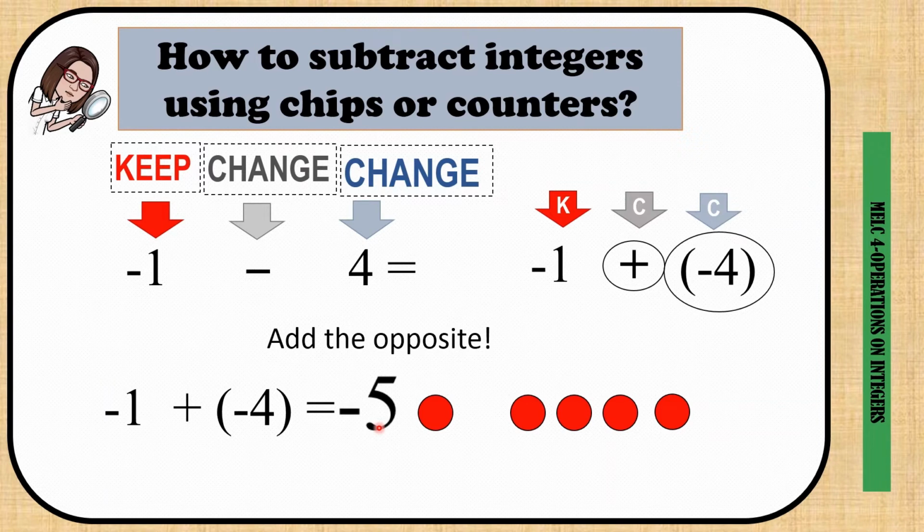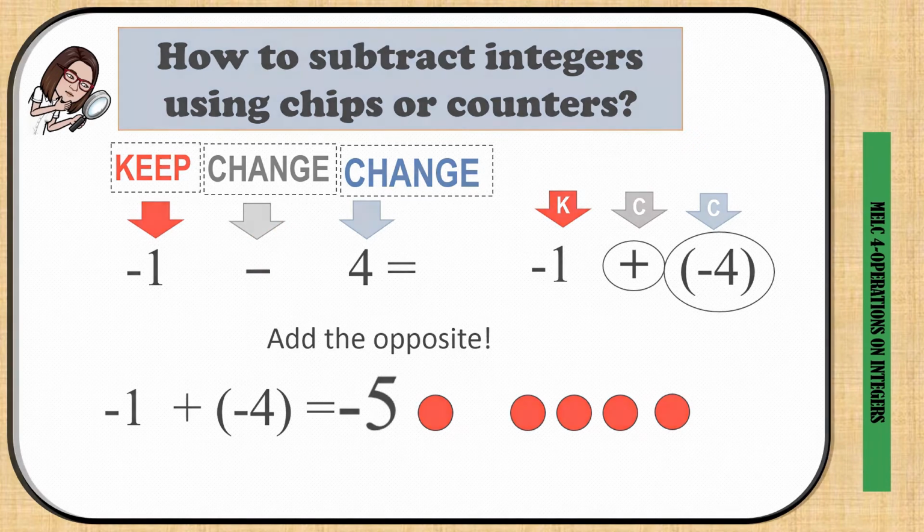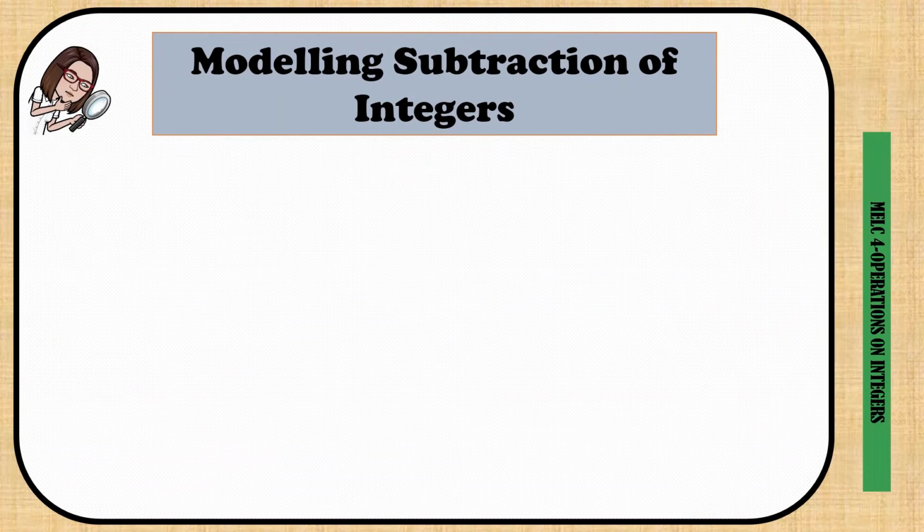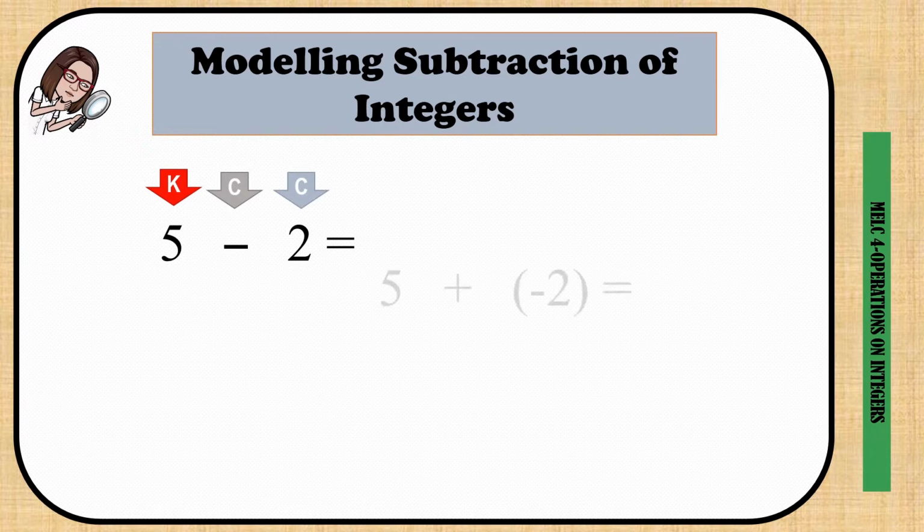I hope you can understand what I am discussing with you. Just remember this: keep, change, change. We will continue modeling subtraction of integers. So if this one is the given, 5 minus 2, remember the mnemonic rule, which is keep, change, change. So when you keep this 5, it will become positive 5, then change minus 2 to plus, and then change positive 2 to negative 2.